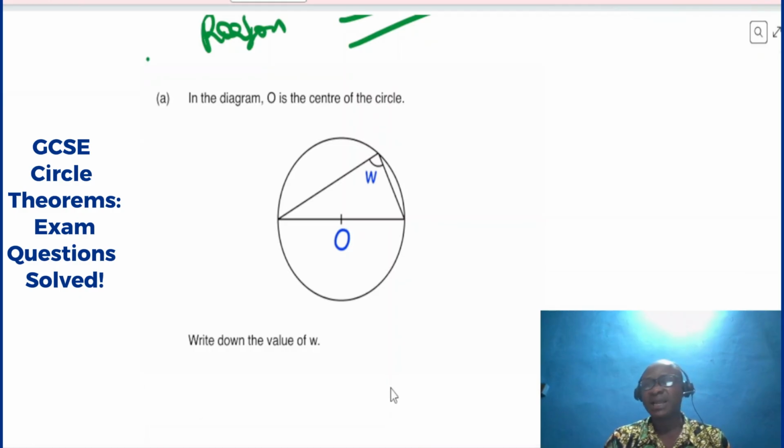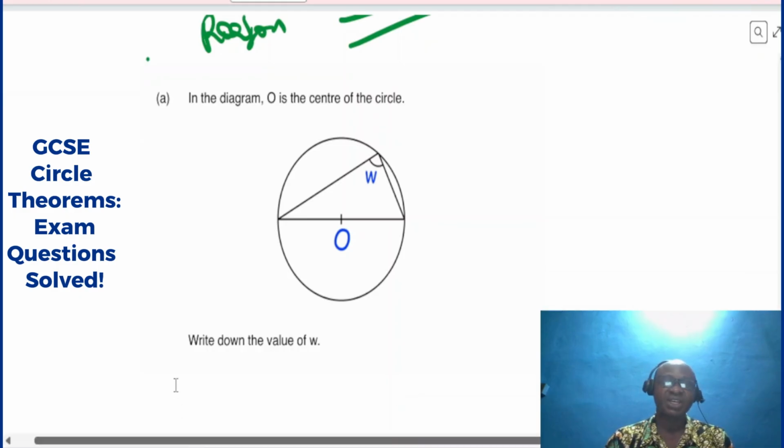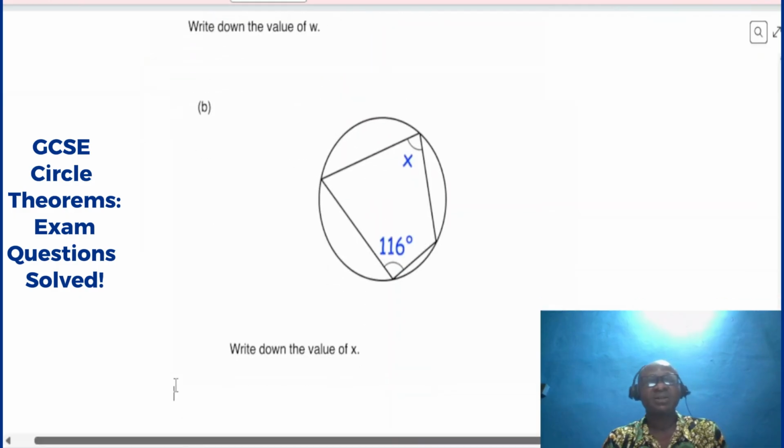90 degrees. That is the answer. Angle in a semicircle is your reason. Do you get it? Yes, sir. Angle in a semicircle is your reason. Okay, so look at this one now, this particular one. Can you find out the value of x in this question? It is here. What will be the value of x in it?